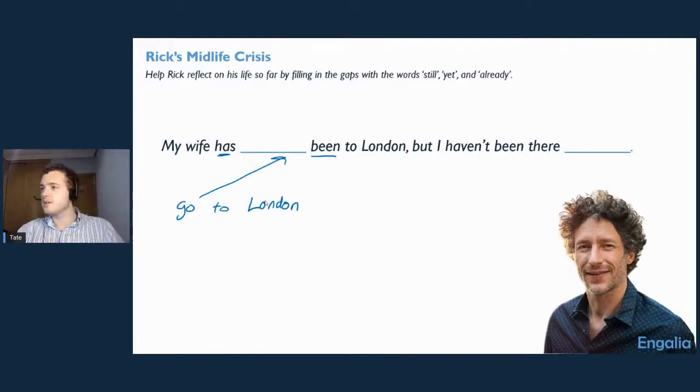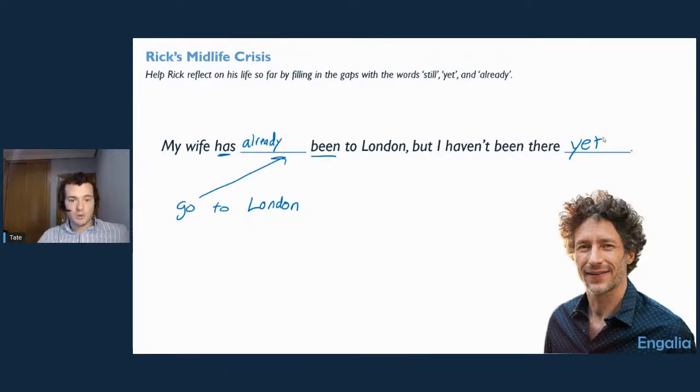All right, let's see. Raimonda says, already and yet. Yes, my wife has already been to London, but I haven't been there yet. Fantastic. Absolutely, right? So we can combine these words in our sentences. Absolutely.